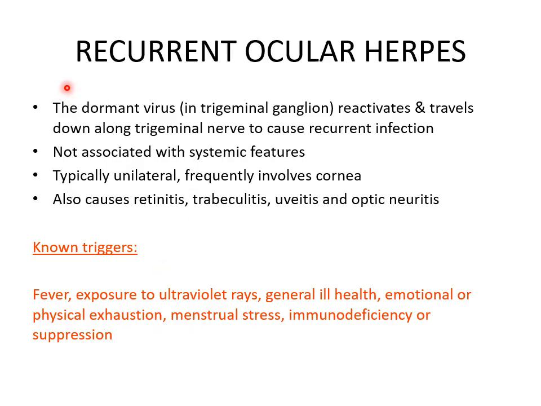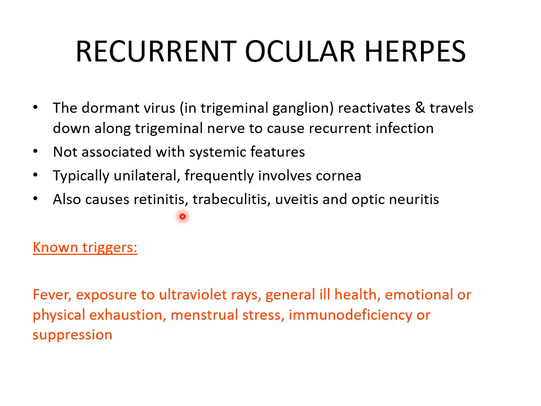So we are going to discuss the recurrent herpes infection now, and that is what is notorious. The dormant virus in trigeminal ganglion reactivates, travels down trigeminal nerve to cause recurrent infection. There are usually no systemic features. It is typically unilateral, frequently involves the cornea, unlike the primary ocular herpes, which involves the cornea rarely and usually manifests as a mild follicular conjunctivitis. This one involves the cornea frequently.